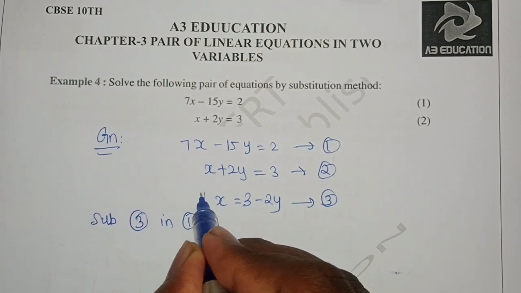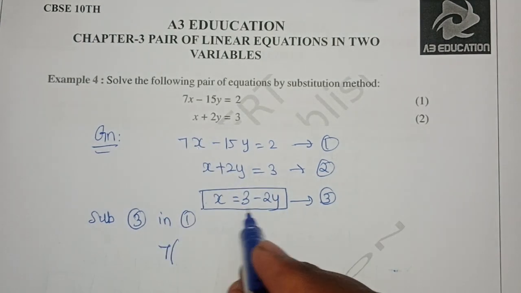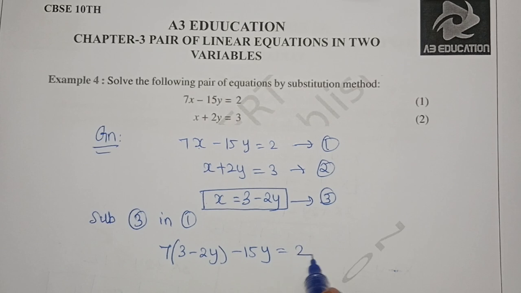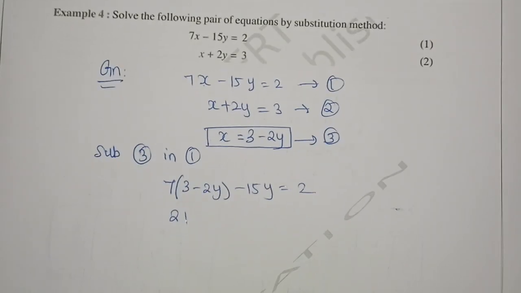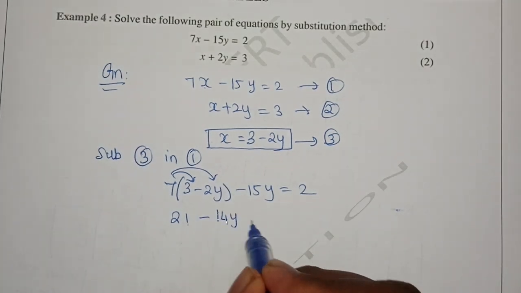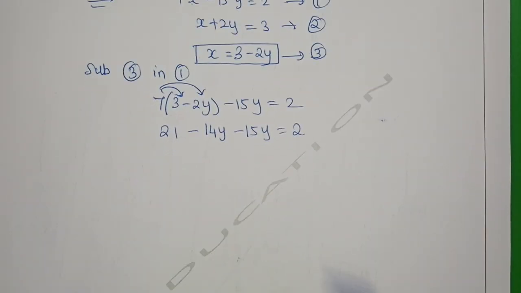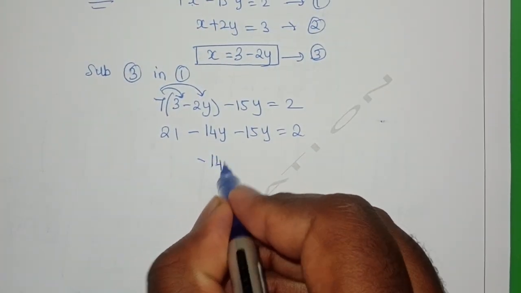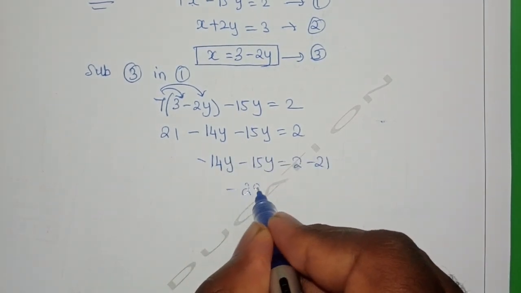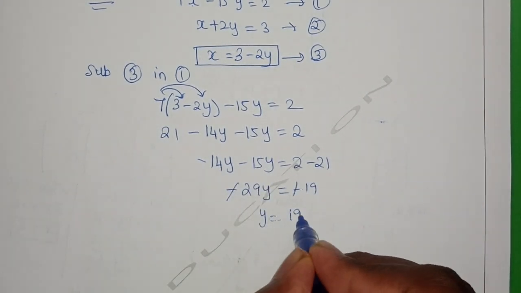Instead of x, substitute this: 7 into (3 minus 2y) minus 15y is equal to 2. Therefore, multiply this inside: 21 minus 14y minus 15y is equal to 2. Take this 21 to the other side: minus 14y minus 15y is 2 minus 21, so minus 29y is equal to minus 19. Minus cancels, y is equal to 19 by 29.